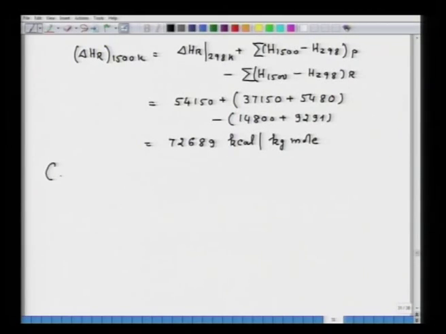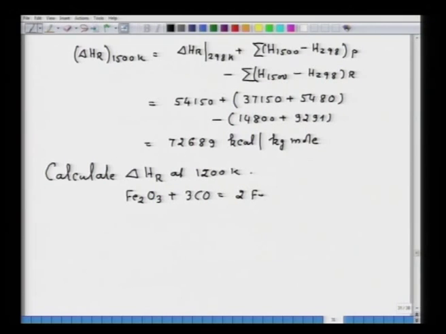Now, this is how you will do it. I will give you another example. Say for example, calculate delta H R at 1200 Kelvin for the reaction Fe2O3 plus 3CO equals 2Fe plus 3CO2.